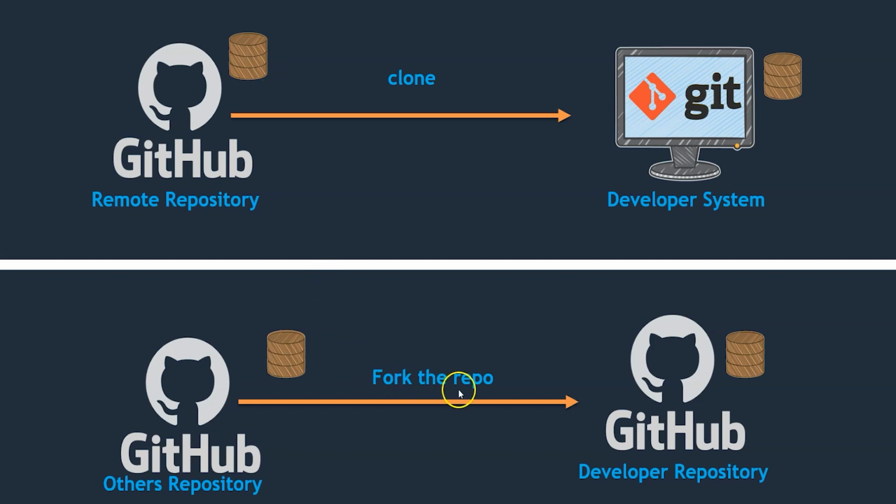In a similar way, we can fork a repository, but forking happens between two different accounts. Let's take that I have a GitHub account. Similarly, other persons also can create their own GitHub accounts, right?